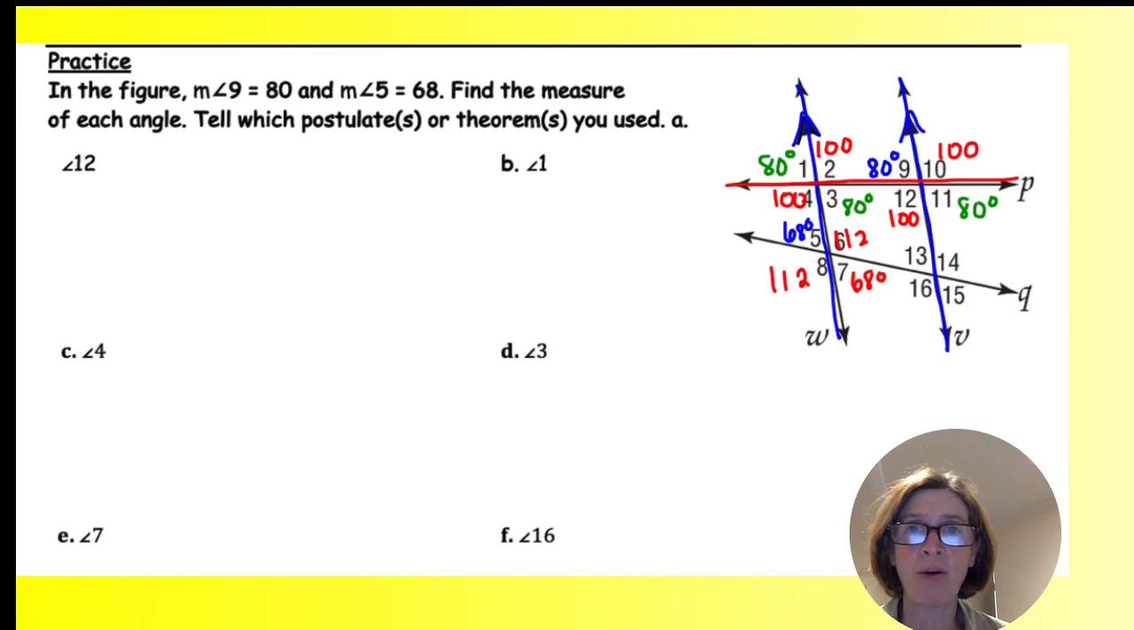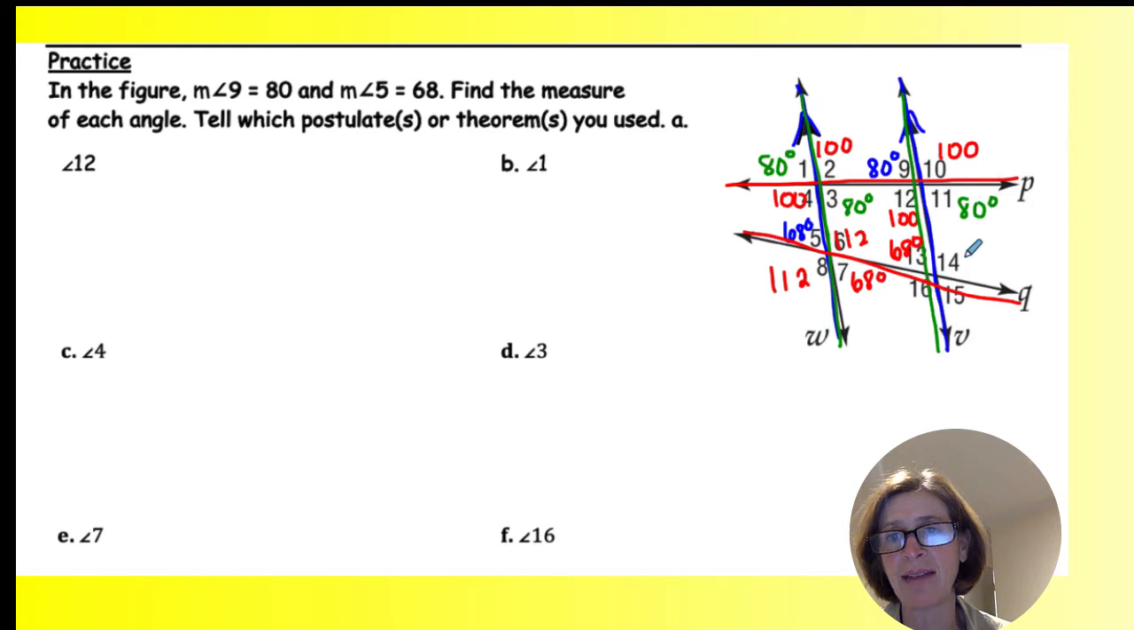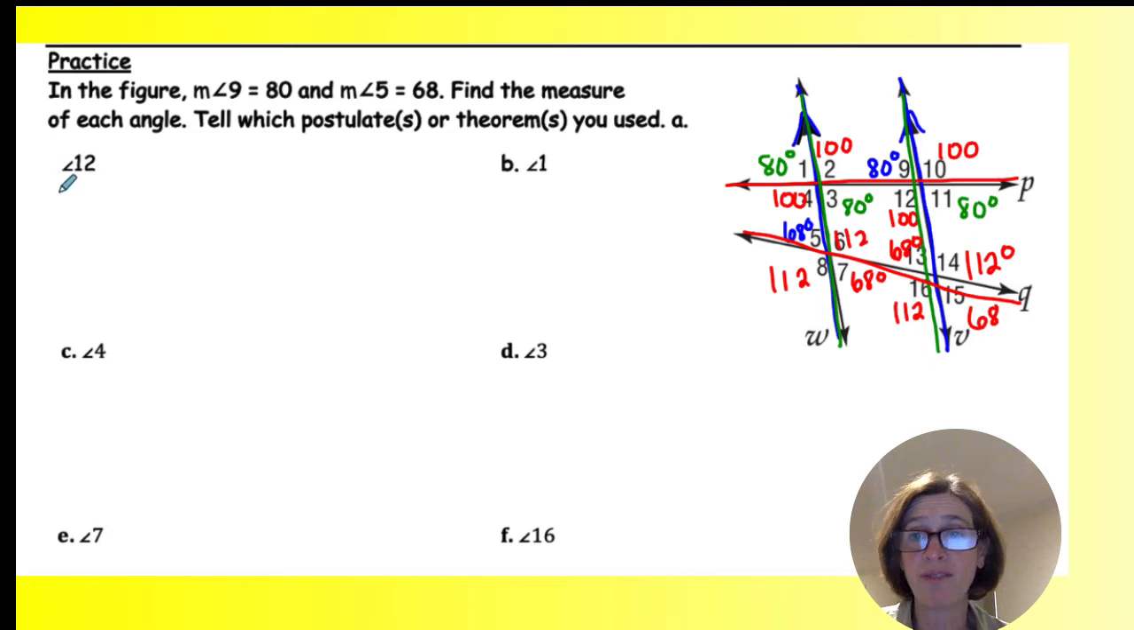All right, now if you look carefully, these lines are still parallel. The blue lines are still parallel. And now this is a transversal. So that tells me that 5 and 13 are corresponding angles. So 13 would be 68, and 14 would be corresponding, 112, and then 68 and 112 as well. All right, so we can fill in the blanks.